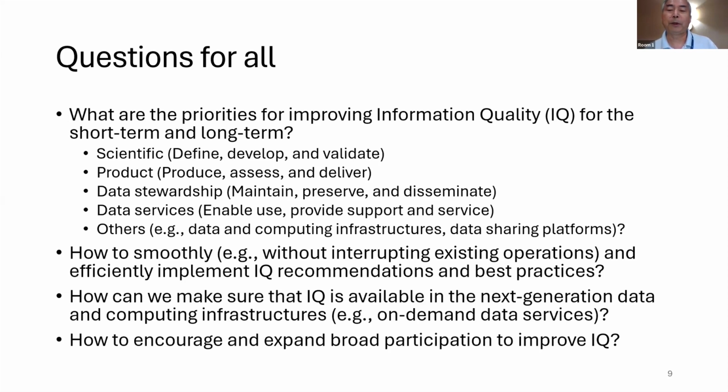without interrupting existing operations? Operational people are always worried about interruptions. So how can we make sure information quality is available in the next generation data and computing infrastructures? Especially as more and more data products are created on the fly. And how to encourage and expand broader participation to improve information quality. That's the last question. Okay, that's all I have.